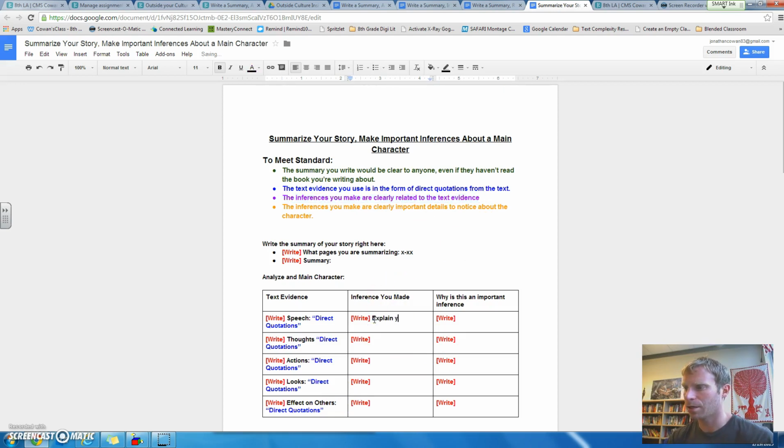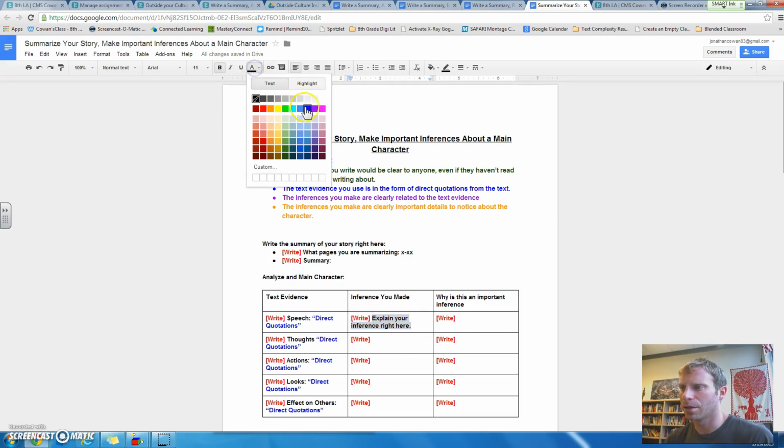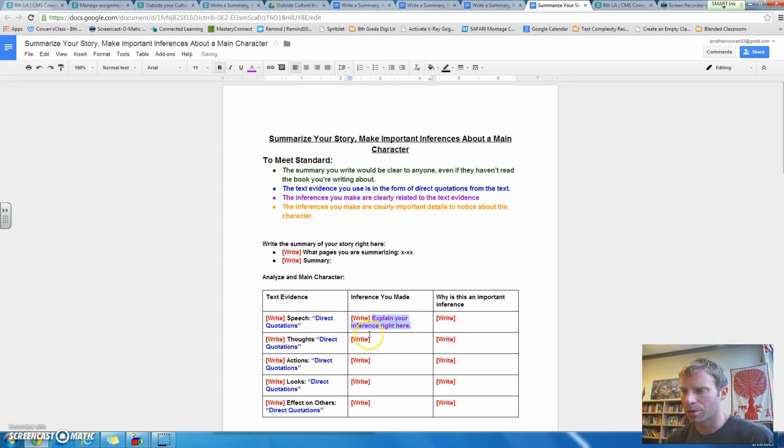So explain your inference right here. So when you explain your inference right there, that needs to be very clear that it relates to this direct quotation that you chose. So you'll explain your inference right there. So you'll do that all as you go down there.